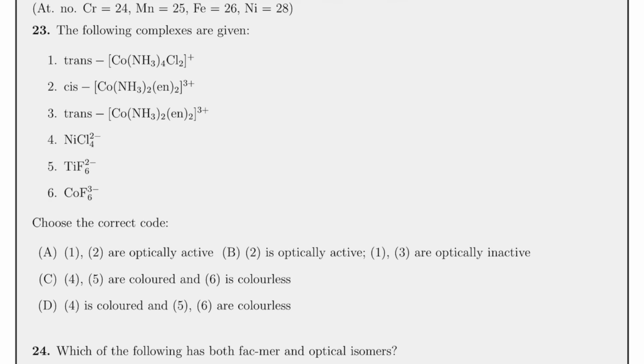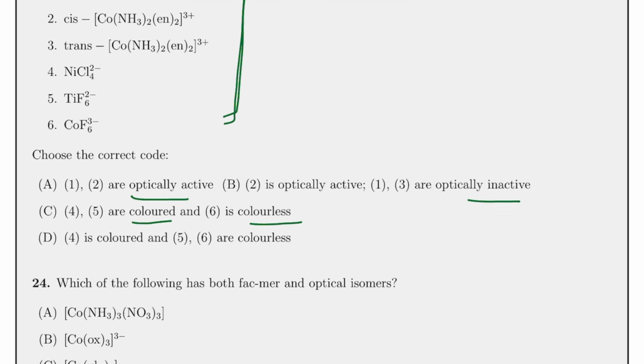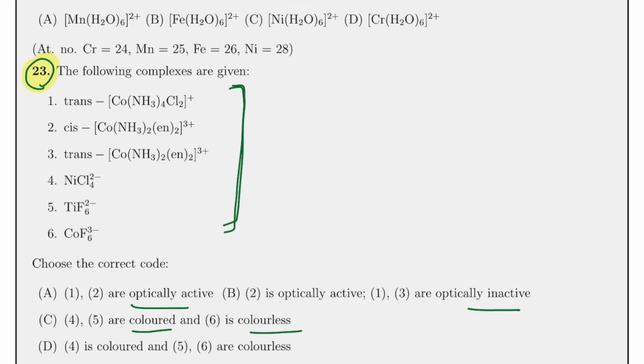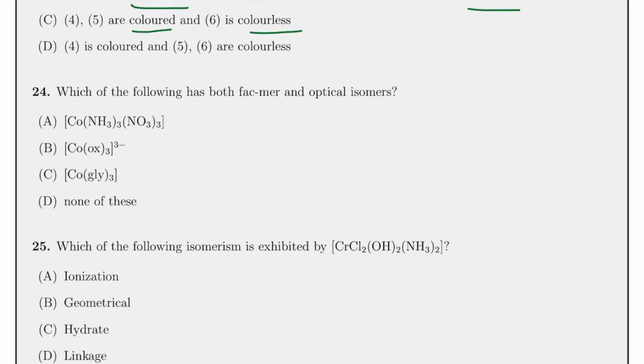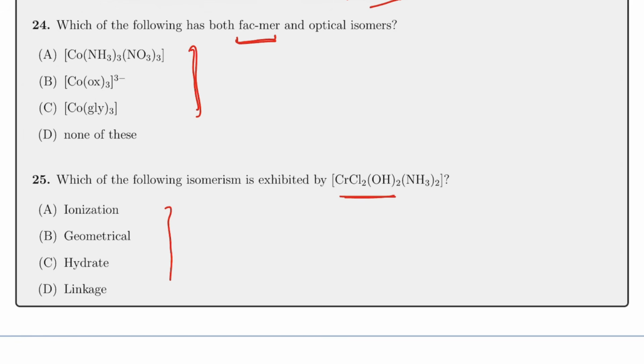Then 23rd is, yeah, a nice problem you can say, because over here you need to figure out a lot of stuff. There are miscellaneous things: optically active, inactive, colored, colorless. So there are chances that when you get questions like that, you will commit a mistake. So at that time you need to be a bit cautious when you're solving questions like this. Then the fac-mer thing, you know that, the MA3B3 type, right? So from there you have to judge it. And the last one is again the isomerism part, what type of isomerism this will be possessing, right?